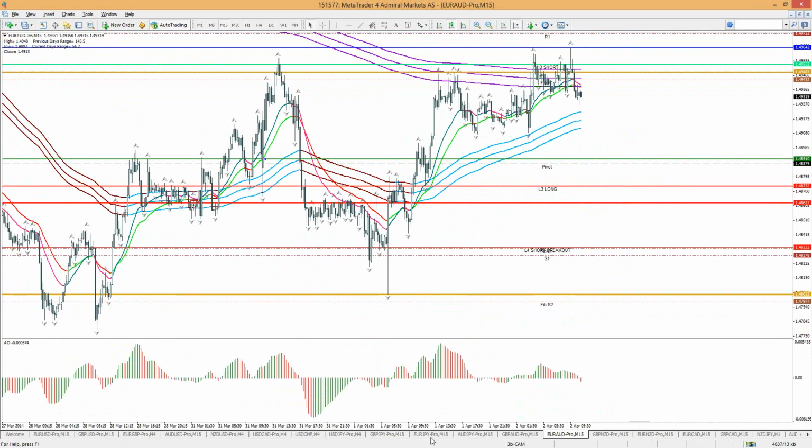I think that was about it. I think the majors basically today seem the most interesting to me. Crosses don't seem too interesting at the moment. Now that could change throughout the day, but that's what seems most interesting at the moment.